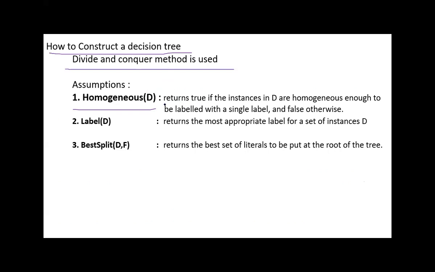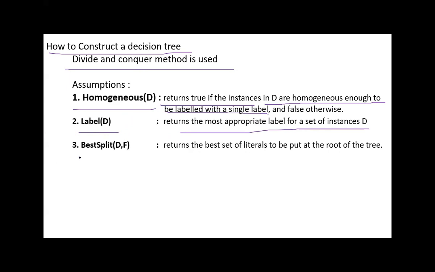Homogeneous of D returns true if the instances in D are homogeneous enough to be labeled with a single label. Homogeneous means which cannot be divided further. So if D is homogeneous, yes, it can be labeled with a single label, and it returns true. Otherwise, it returns false. Very, very important. Next, label of D returns the most appropriate label of a set of instances D. When we call this, it automatically labels that.